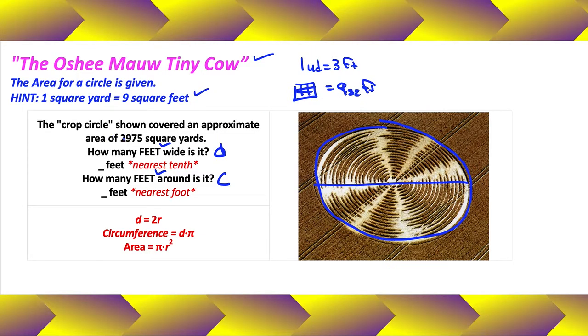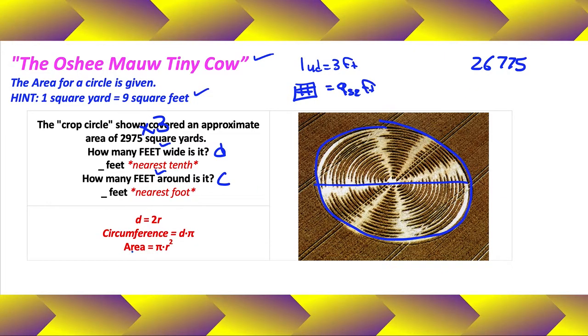Anyway, so we take 2975 times 9. I'm going to show it over here to the side. That number times 9 is, holy cow, 26,775. That's the area in square feet.